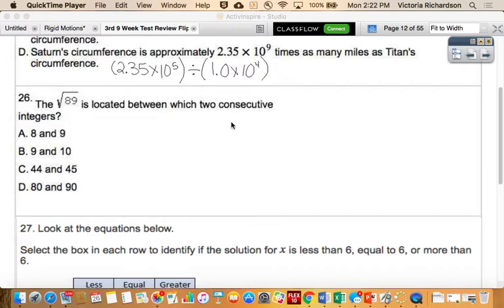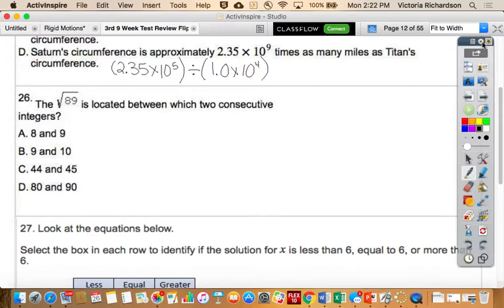In order to find number 26, which says the square root of 89 is located between which two consecutive integers, you can put it in the calculator. So you can do the square root of 89. You hit second x squared, and your answer would be B, between 9 and 10.